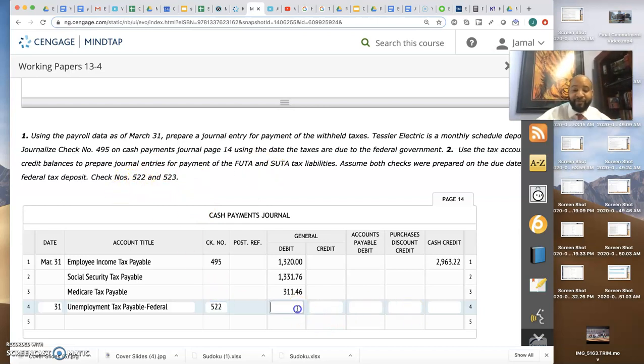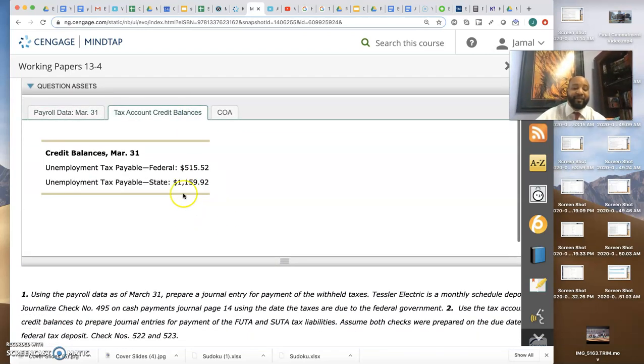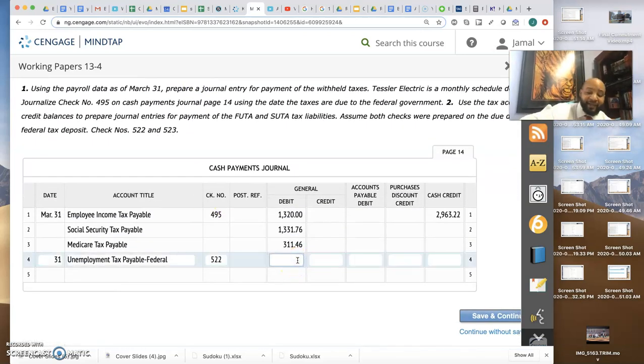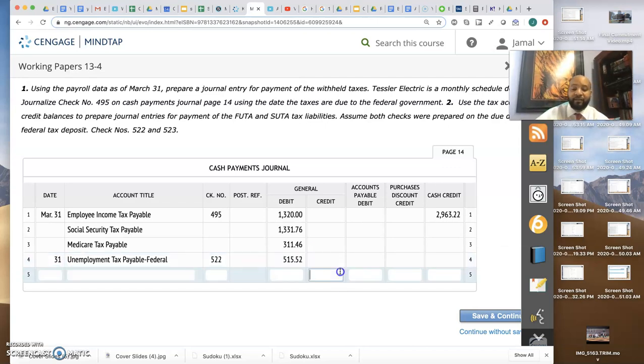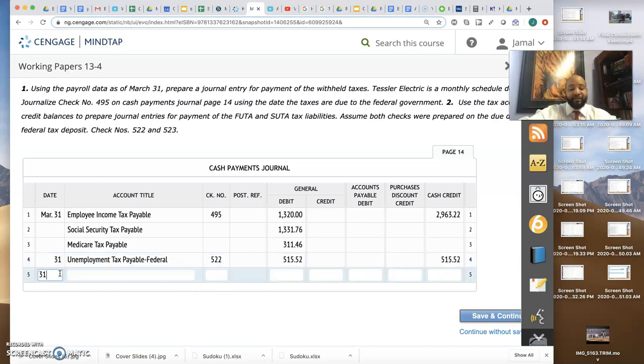How much do I owe for this? I don't know. Let's go back up and see if they tell us. Here it is. Tax credit balances. 515.52. And then we're going to take the cash credit. 515.52. Good. And then the same thing on this date, 31.